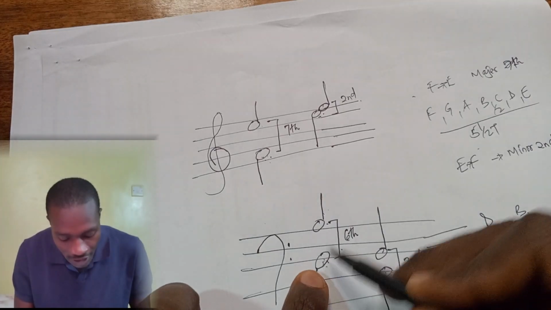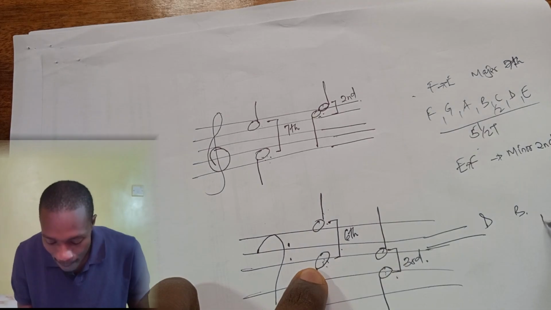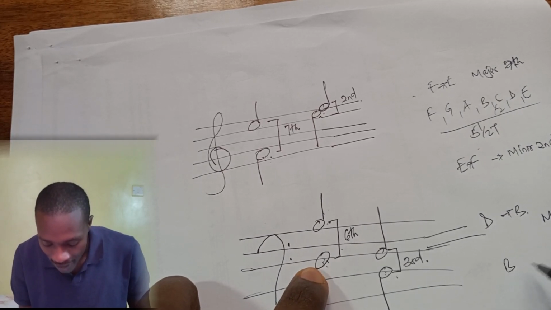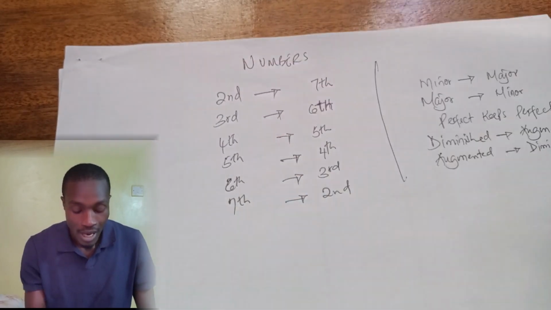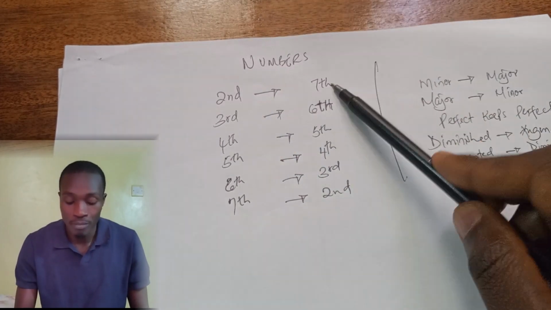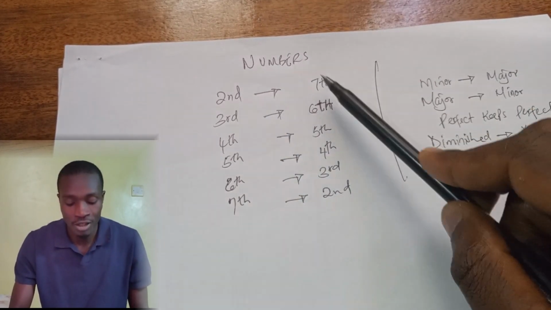And you know that when the quality changes, the emotions of the music are going to be different. We have D to B. D to B was a major sixth. But B to D is a minor third. So it means that if you do an inversion of an interval, it is going even to change the quality of that interval. If you have a second by number, it is going to be a seventh if you invert it.